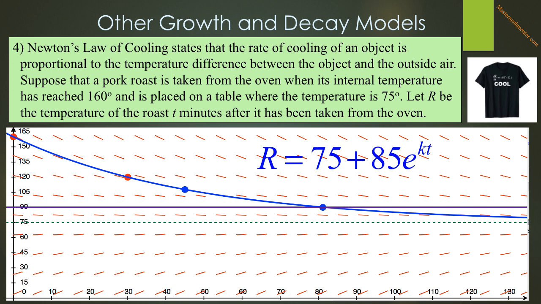The line y equals 75, shown dashed in green, is a horizontal asymptote to the curve, as the limit as t approaches infinity of r of t is equal to 75. Note that the cooling takes a while. The roast does cool quickly at first, so you don't want to wait too long to eat it. But after 2 hours, the cooling has slowed considerably, and the temperature is still about 5 degrees above room temperature.